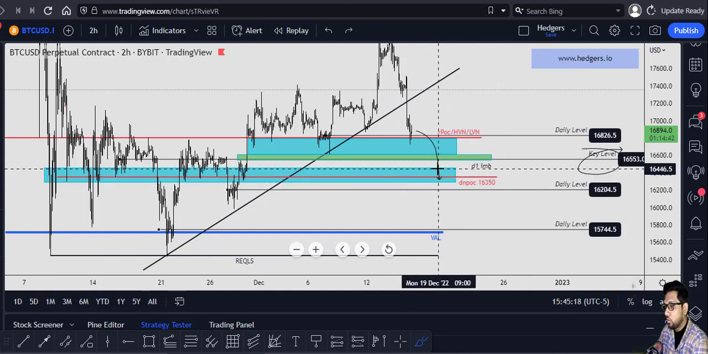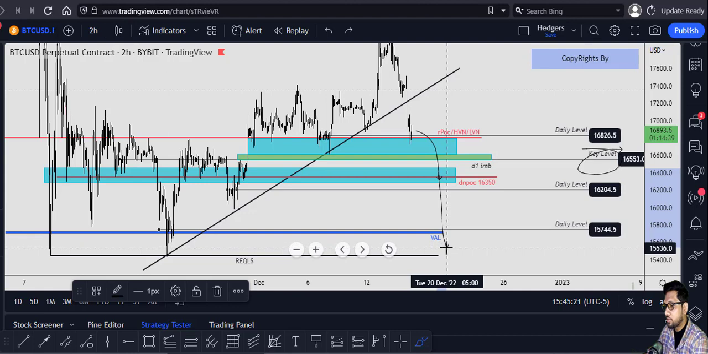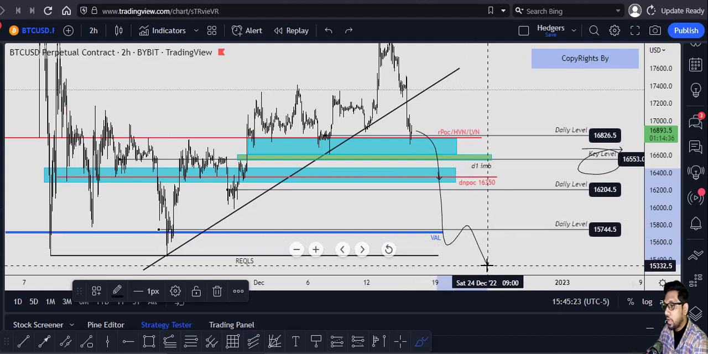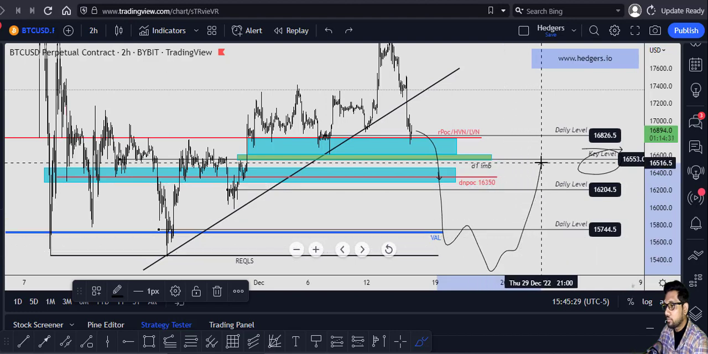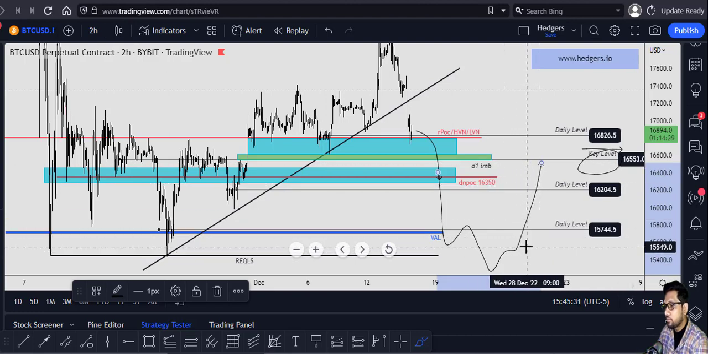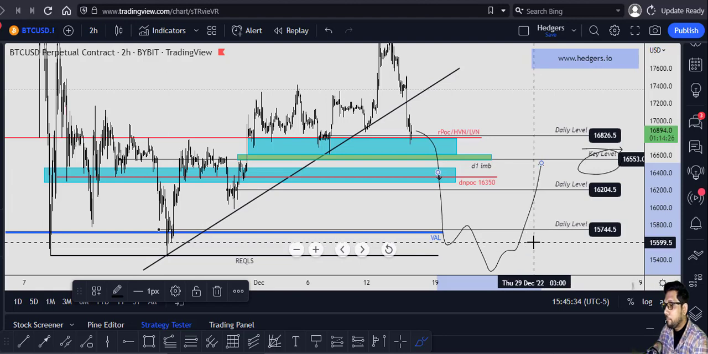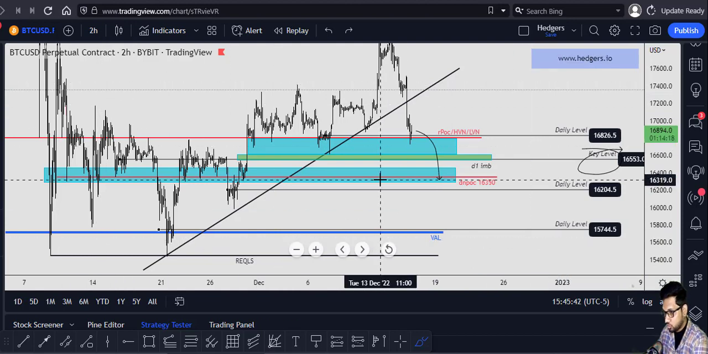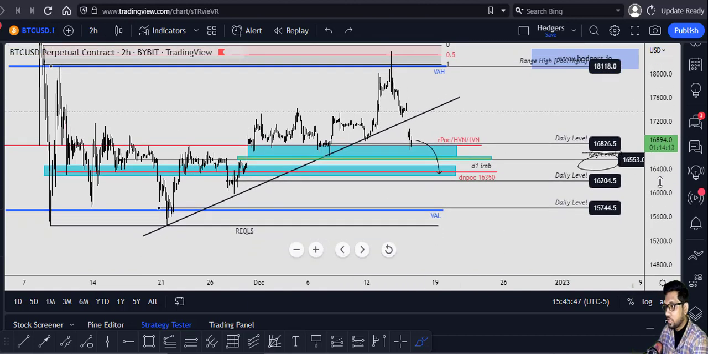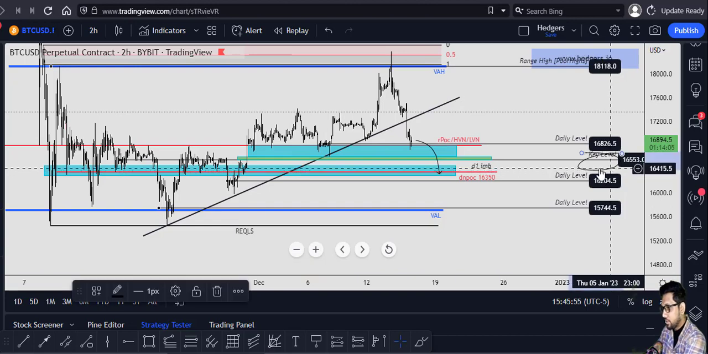If it doesn't hold, then Bitcoin has a high chance of testing the value area low and maybe deviating below the relatively equal lows, and then having some bounce to the upside, possibly for a long scalp. As a trader, I just want to trade level to level. I don't want to make it really hard or wishful thinking or really speculative. I just want to keep it simple.